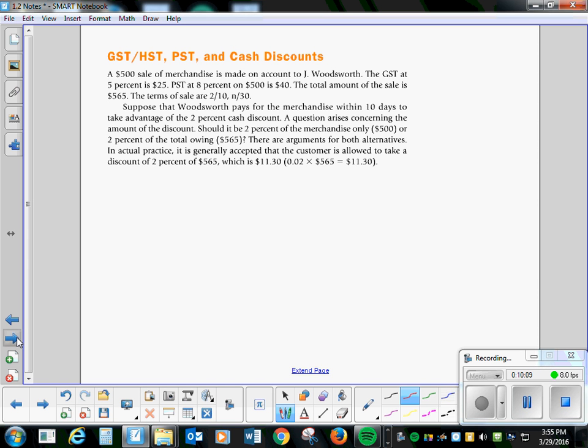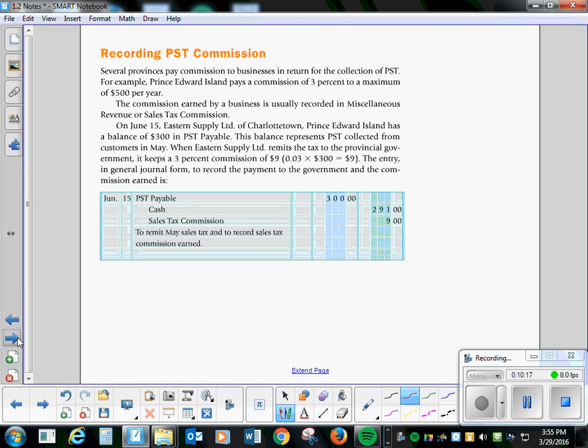Okay, GST, HST, PST, and cash discounts. I'm not sure I need to go over that one. You can refer back to that one as well. Several provinces pay commissions to businesses in return for the collection of PST. Prince Edward Island pays a commission of 3% to a maximum of 500 per year. Just a way of giving back to the companies that collected on their behalf. So they're using a sales tax commission account there.